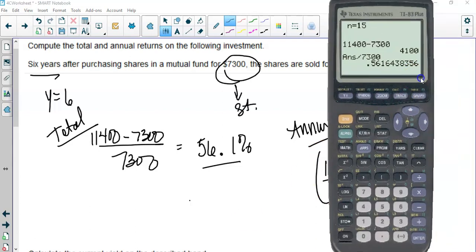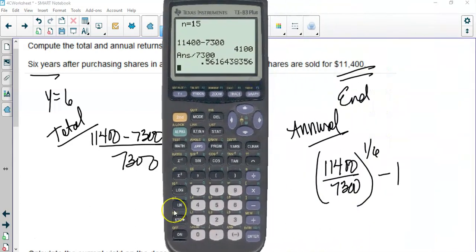So now I need to move my calculator to the other side so that I have space. 11,400 divided by 7,300 is that. I need to raise this whole thing, so I'm just going to hit that caret key, and it will take this last answer and raise it to the exponent. Now I have an old calculator, so I'm going to need to put this fraction in parentheses. If you don't put it in parentheses on an old calculator, it's not going to come out right. If you have a newer calculator where you can see that the 1/6 is small and floating, then you don't have to worry about the parentheses.